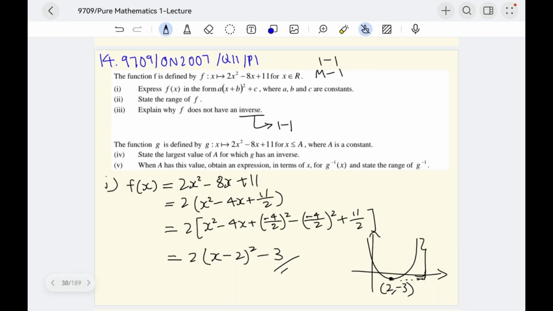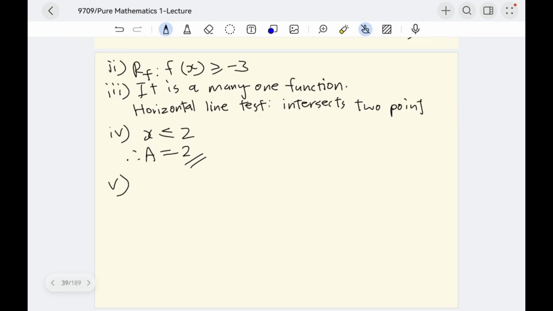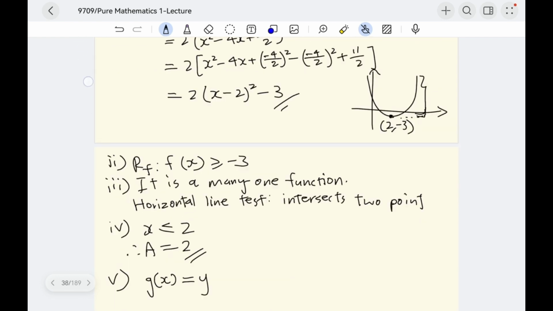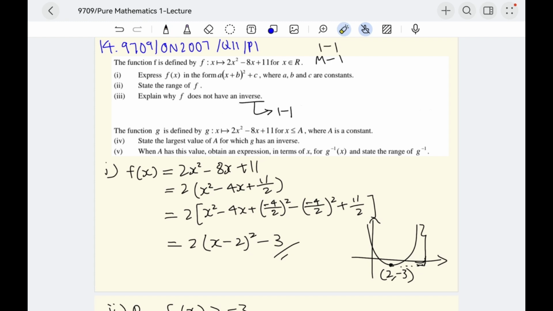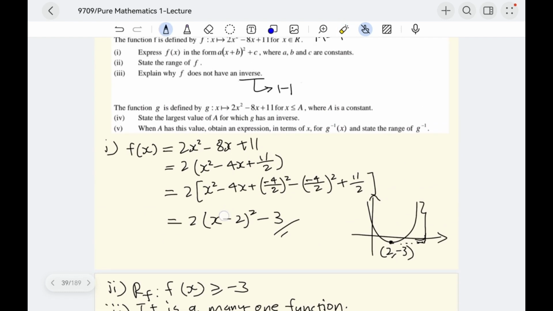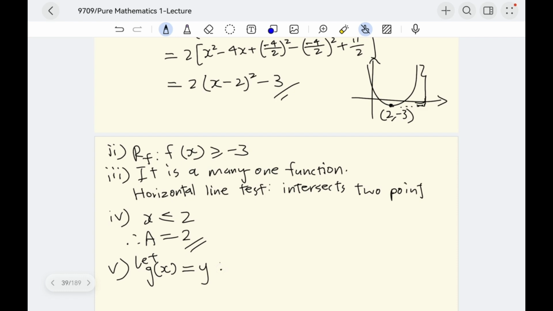When a has this value, obtain an expression in terms of x for g inverse x and state the range of the inverse g(x). So, to find the inverse function, my suggested solution is to replace g(x) as y first, for me to more easily carry out completing the square. And if you are aware that the function f is exactly the same as the function g(x), just that their domains are different in particular cases. So let g(x) equal y.